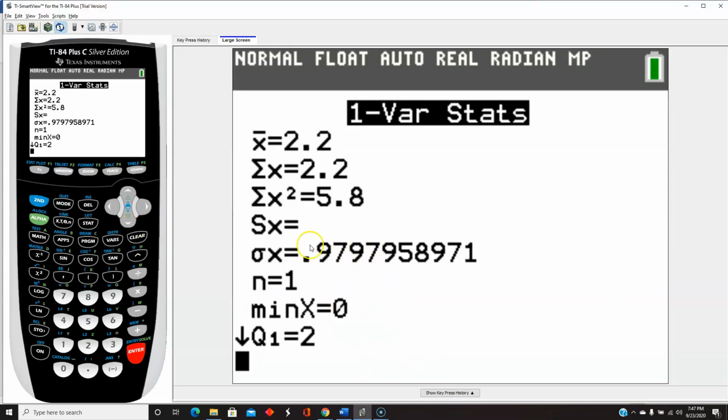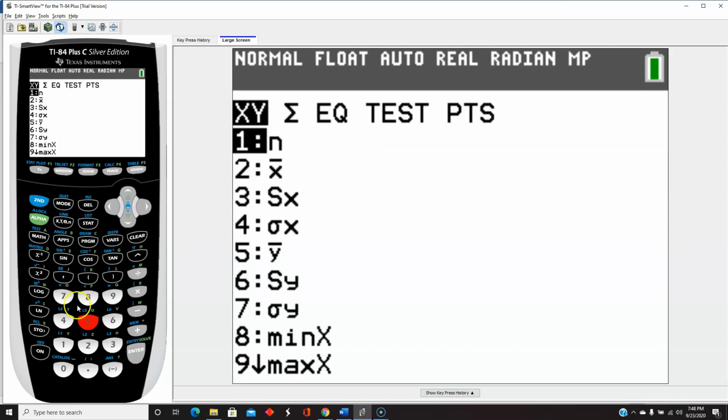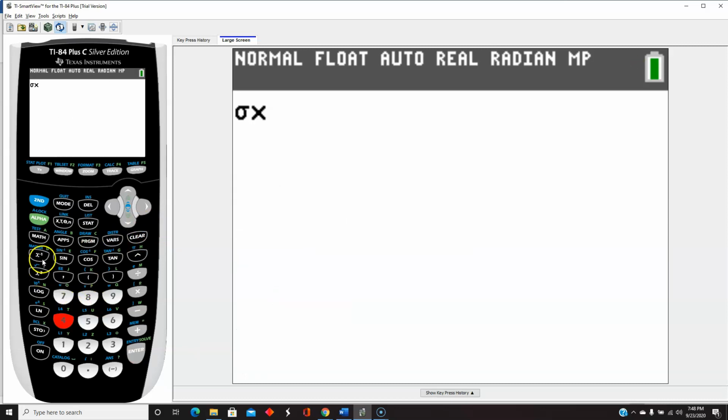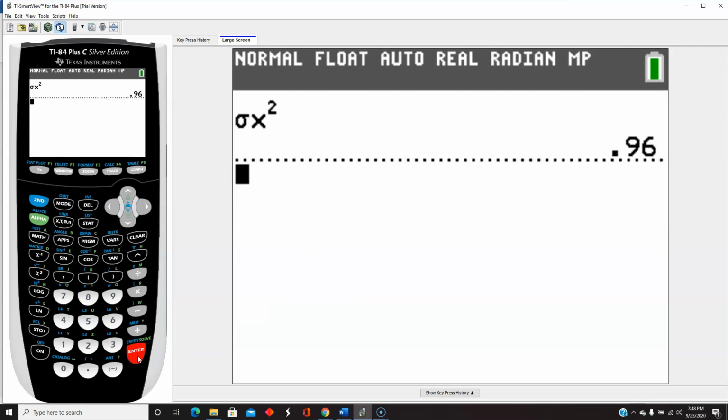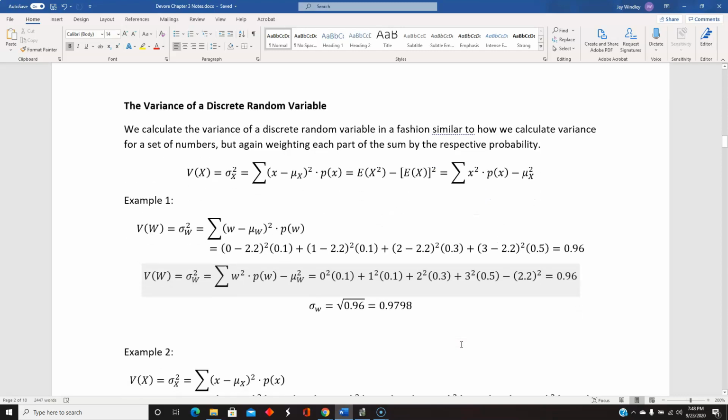And then if you want to square this standard deviation to get variance, you can go vars, statistics, sigma, and then square it, and there's our variance of 0.96. And since I used the variable that was already on the calculator, I didn't have to worry about any rounding off. So you can do it by hand for a small random variable like this, and it's not that big a deal, but there's also shortcuts for doing it on the calculator.